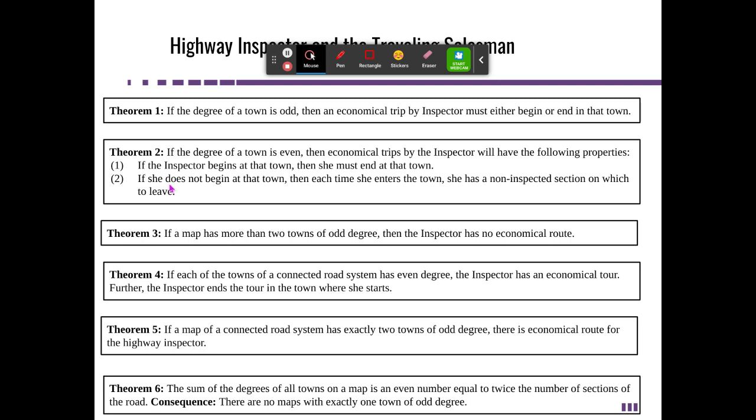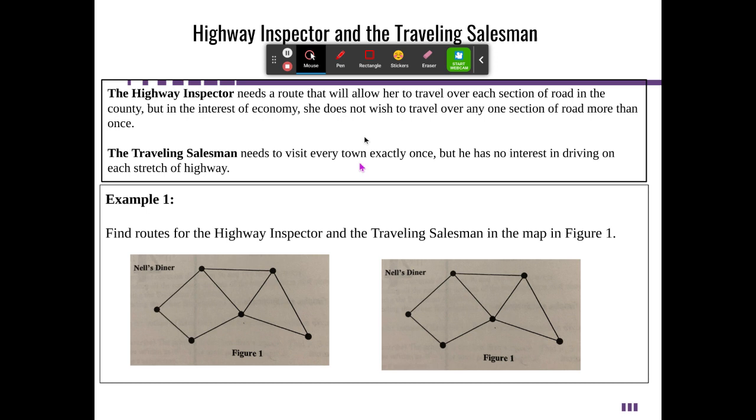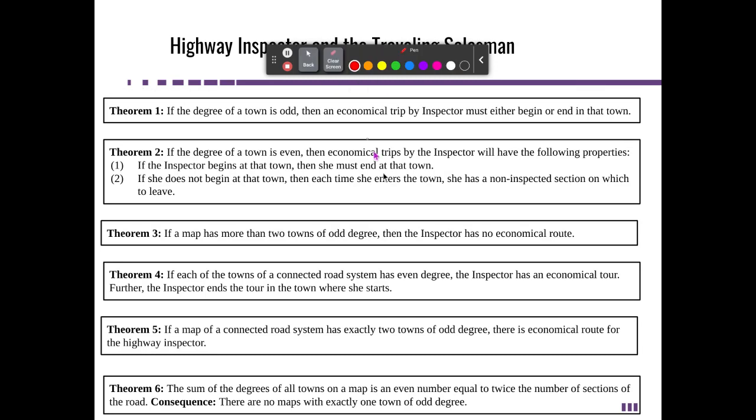So Theorem 4 says that if each of the towns of a connected road system has an even degree, then the inspector has an economic tour. Further, the inspector can end the tour in the town where they start. So remember, the inspector is the person that's going to travel to each section, but does not travel on one road more than once. So let's take a look at this and see.